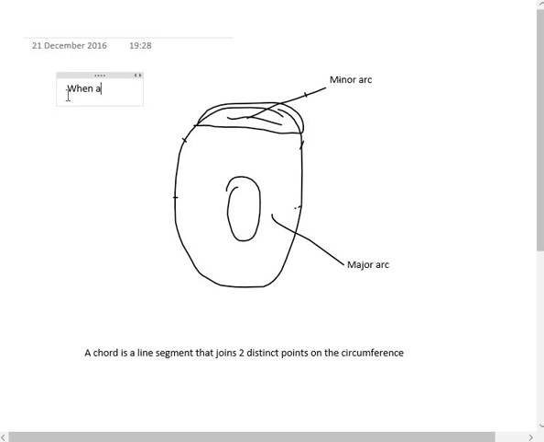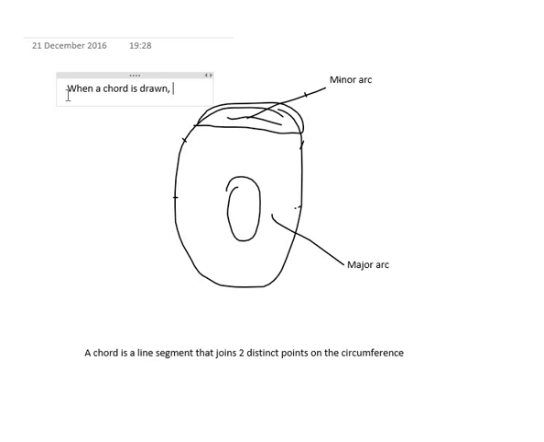So when a chord is drawn, it divides a circle into two unequal halves. Now actually an arc is the part of the circumference, and this time I'll be doing both arcs and segments.